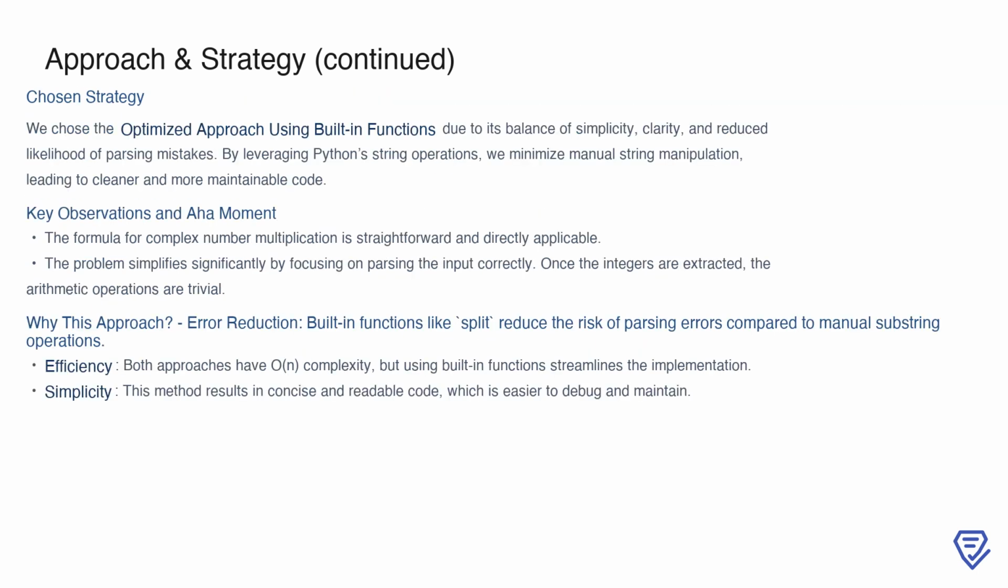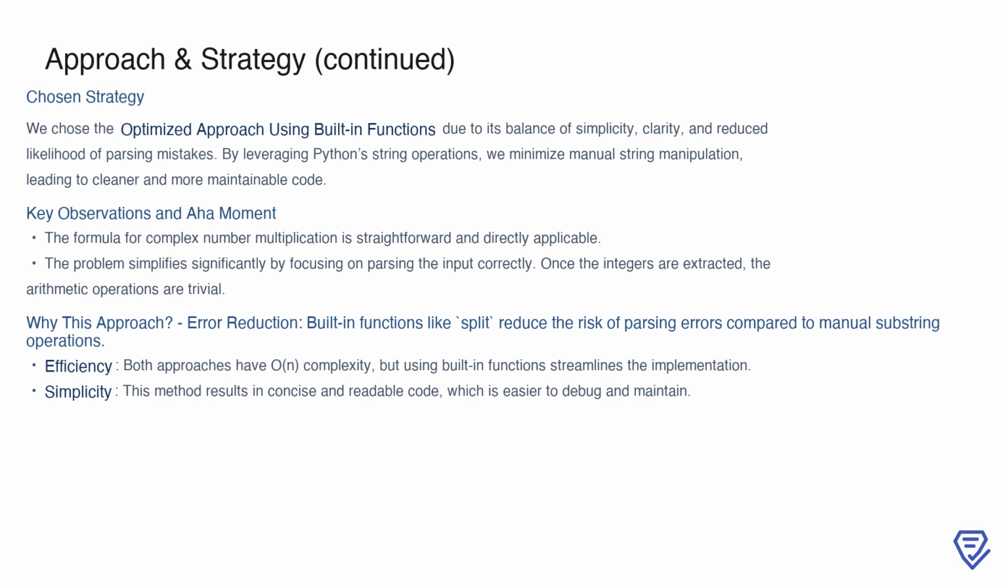For this problem, we decided to go with the optimized approach that uses Python's built-in functions. This strategy strikes a balance between simplicity, clarity, and reducing the chances of errors during implementation. By utilizing Python string operations such as split, we avoid the complexities and risks associated with manual string manipulation. The key insight here is that once the input is parsed correctly, the rest of the problem becomes trivial arithmetic. This realization underscores the importance of focusing on accurate and efficient parsing.